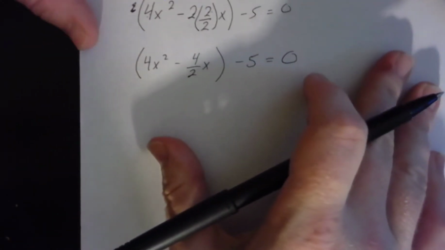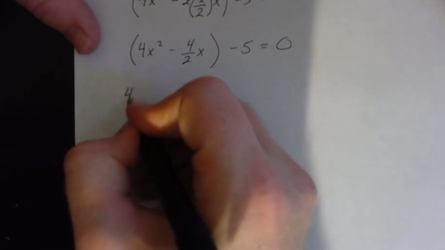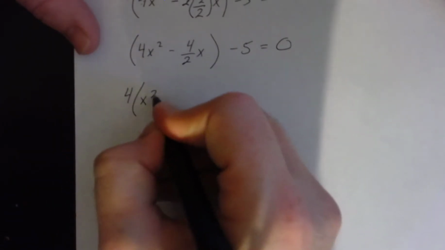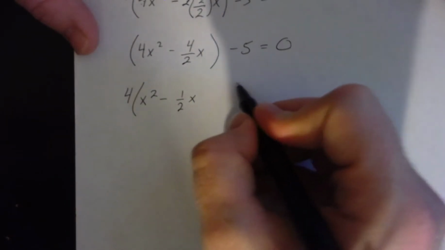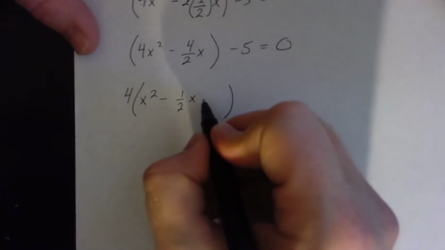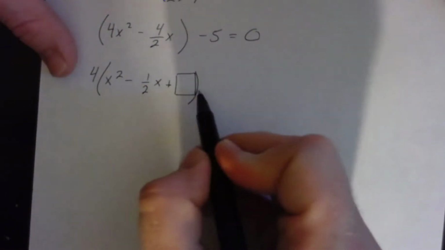Okay, so now we have this. I'm going to factor the 4 out of both of these terms. That's going to put it outside these parentheses, providing me with x squared minus 1/2 x. And I'm going to write my parenthesis a little bit further out this time, because inside here I want to add that box being, again, that b divided by 2 squared. But I need to subtract that box as well.